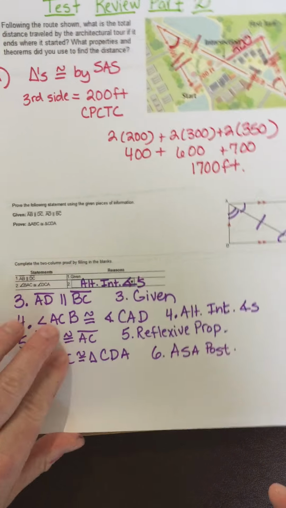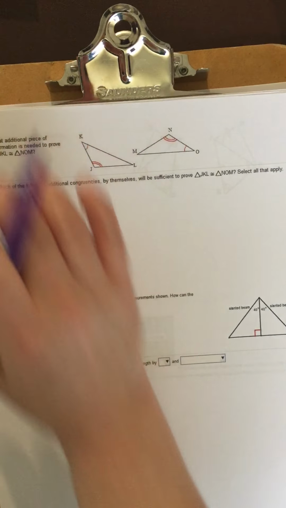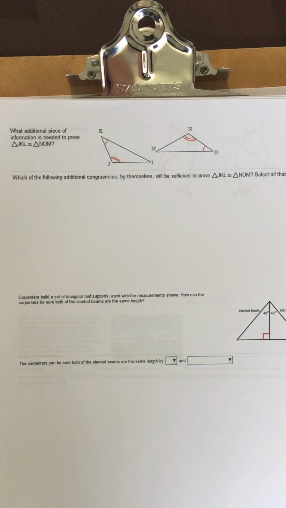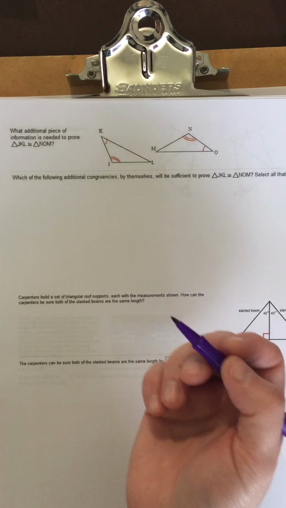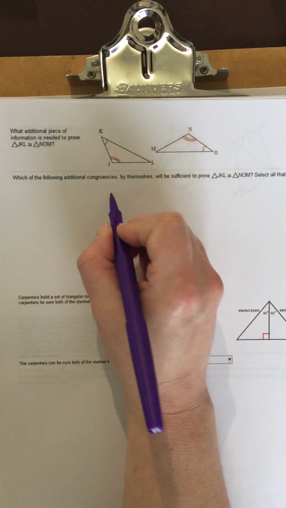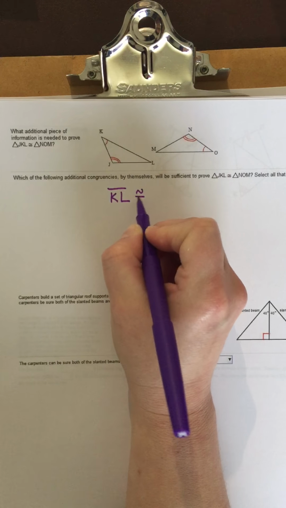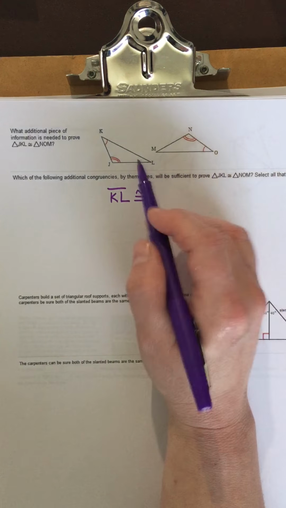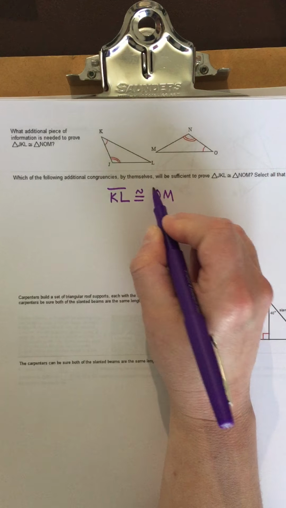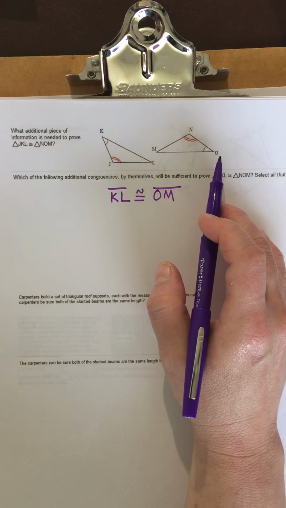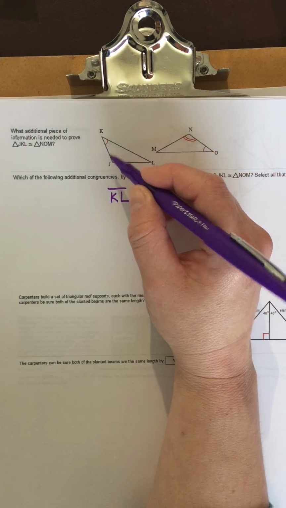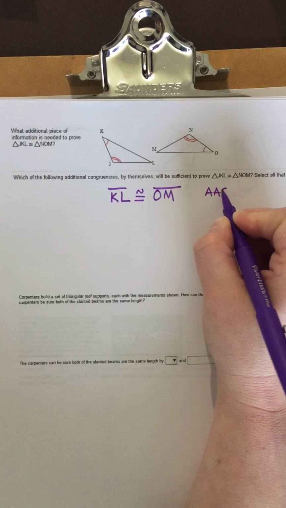Okay, let's look at the next one. All right, so they give us this picture right here that says, what else do we need to know to be able to say that those triangles are congruent? Well, there's a few things. We could say if KL was congruent to, here's KL, that would be OM or MO. And if we had these two were congruent, then we would have angle, angle, side. See, angle, angle, side. That would give us angle, angle, side.